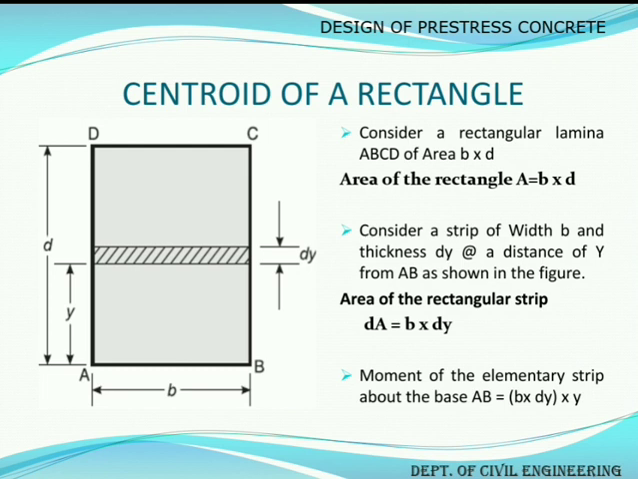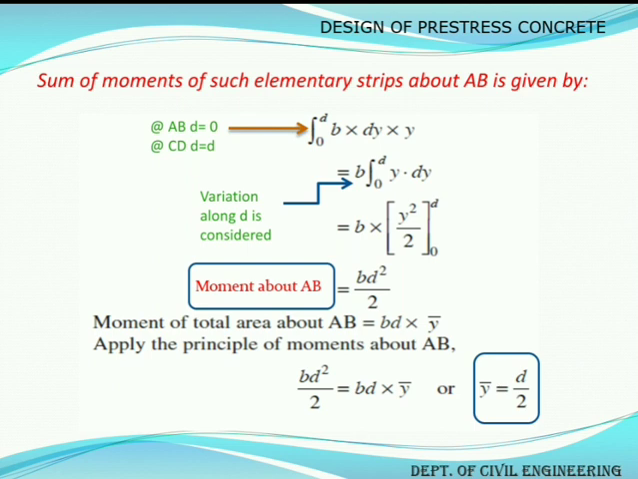So, the moment of that small elemental strip about AB is area into distance, which is equal to B into dy, which is the area, and the distance with respect to AB, that is the perpendicular distance, is y. Therefore, moment is B into dy into y. So, these are the first two basic steps which we have covered here. Further, some of such elemental strips now we have to take about AB.